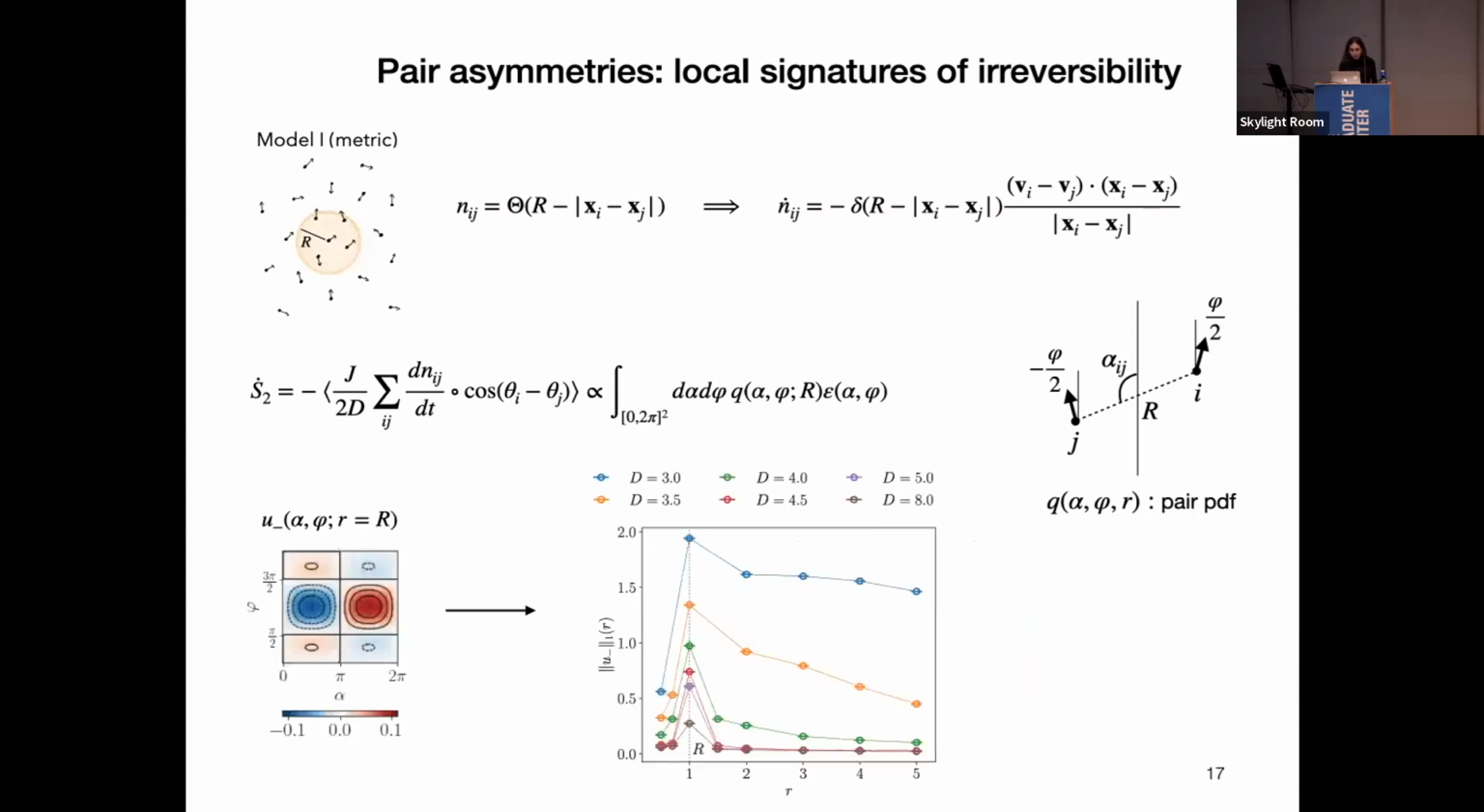Another thing that we could check is how this asymmetry varies as we vary the distance between the particles. And we can see a clear peak at a distance equal to the interaction radius for this interaction kernel. So this suggests that this asymmetry is also encoding some information about the structure of the interaction kernel, and that is something that can possibly be used to infer something from real data.